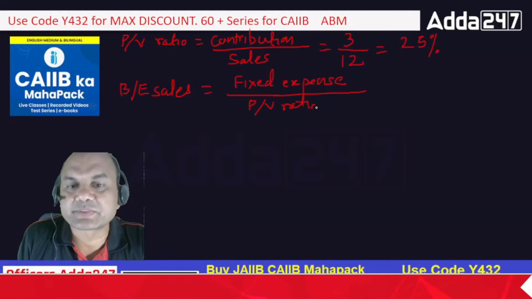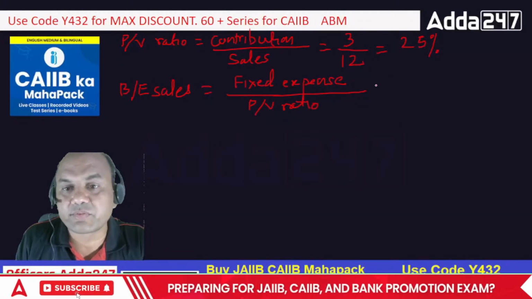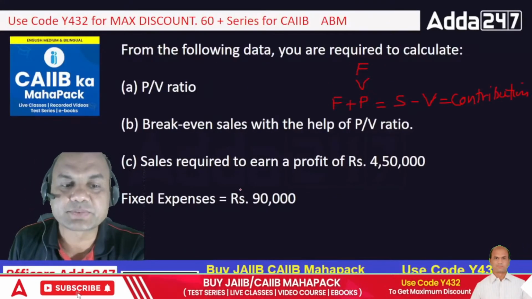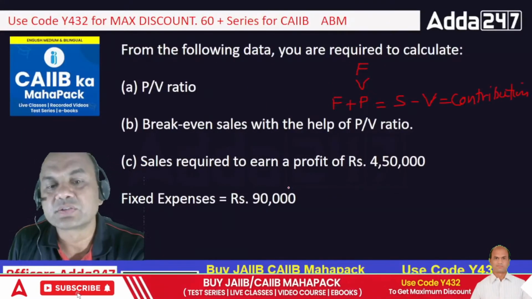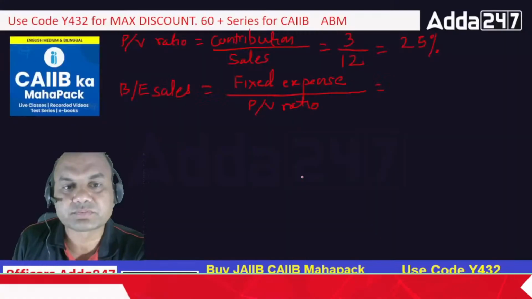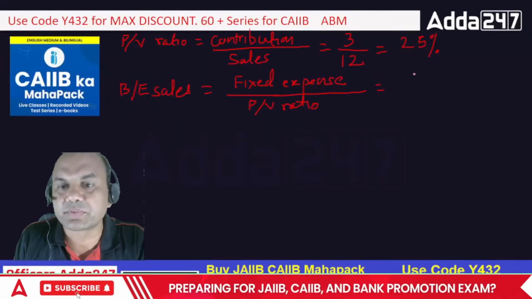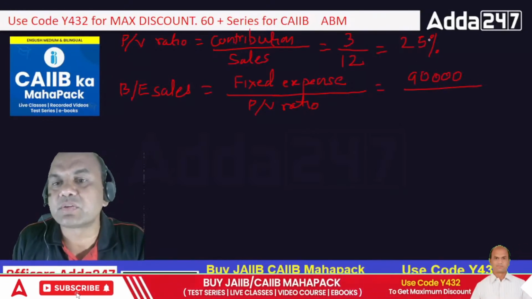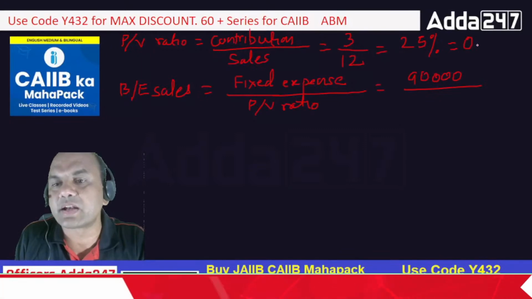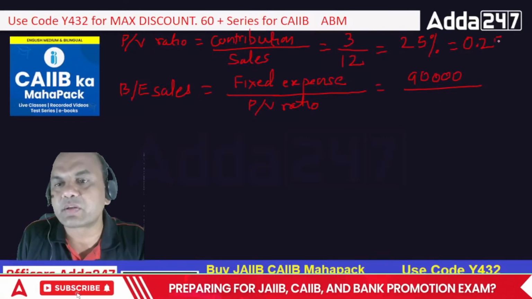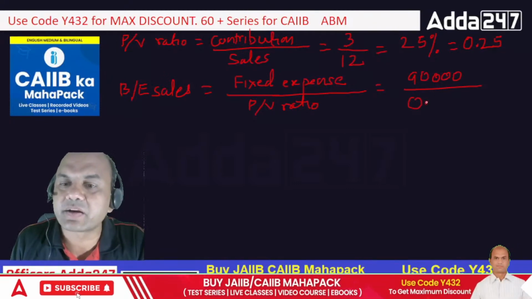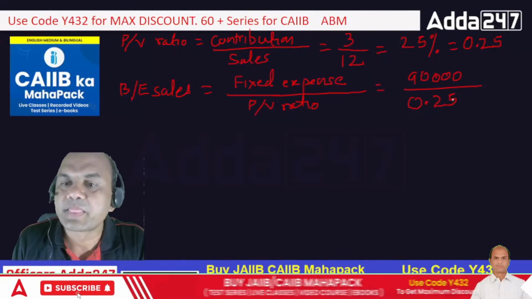But what is fixed expense? Fixed expense, just now we have this in the problem itself. Fixed expense is given as 90,000. So 90,000 upon 25%. So instead of percent, I'll write it 0.25, divided by 100. When your percent is to be taken into calculation, it is to be divided by 100. So 0.25.